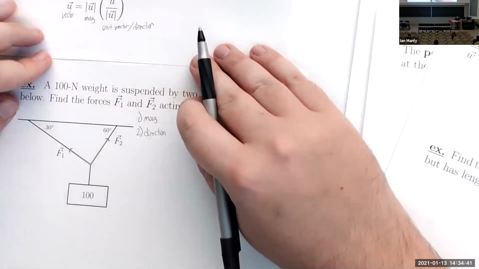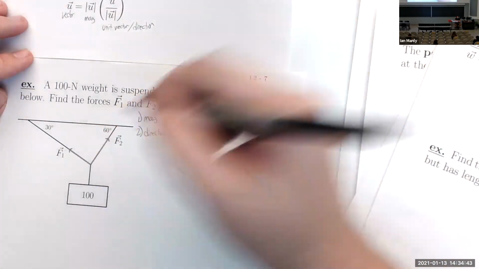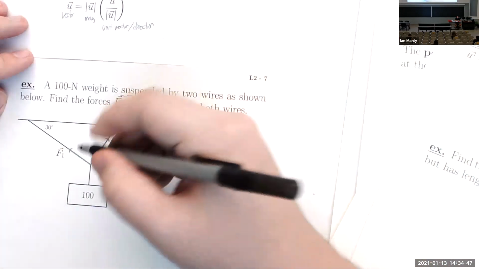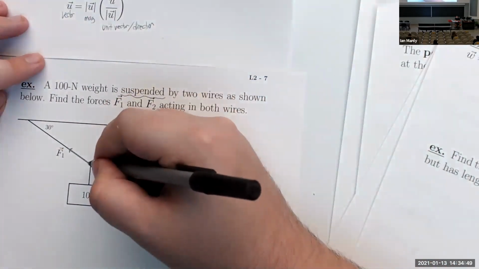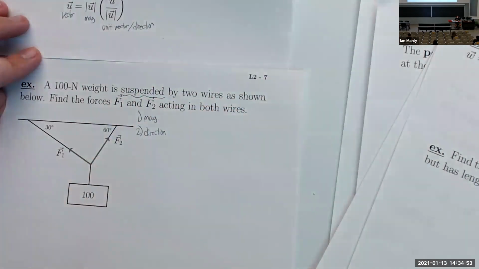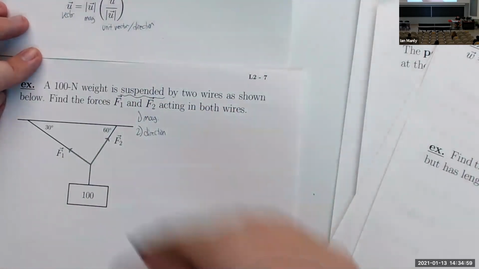Okay, so let's see here. Presumably, I guess it doesn't say it in the problem, well, it says suspended, I guess that's good enough. We're assuming that this isn't moving at all. This is not accelerating. And that means everything is in what's called equilibrium. Everything's just resting at peace. It's not going to move unless it's disturbed.